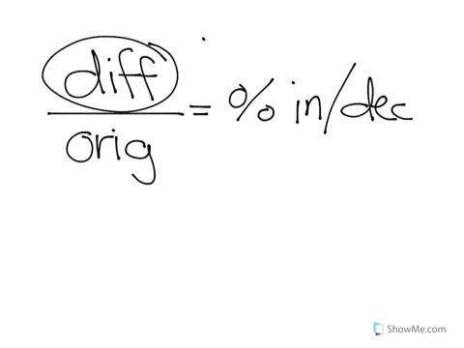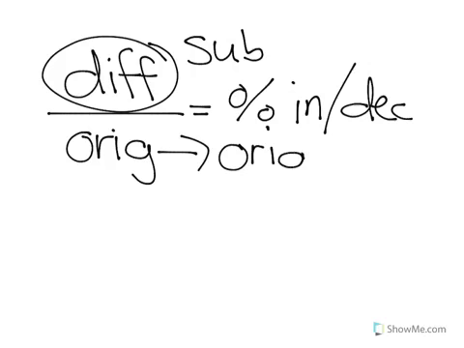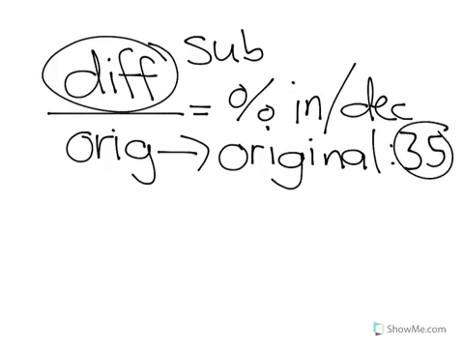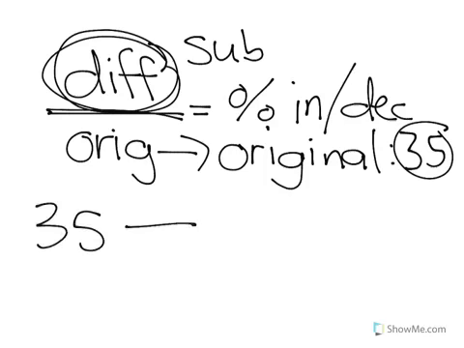Difference means a subtraction problem, and the original amount literally says on your page original number, and it gives you a number. In the case of the first one, it's 35. Alright, so let's talk about this. How do we find the difference then? Well, on the first one it's 35, and then the final price ends up being 85.